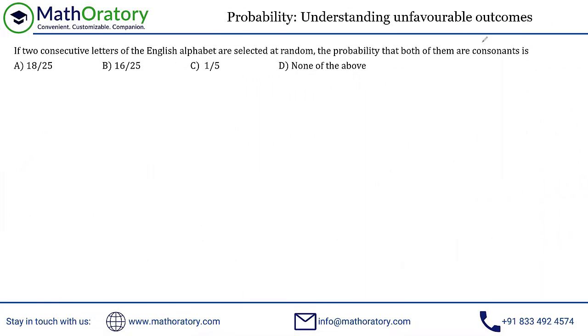A pretty straightforward question in probability, but it is straightforward only when you understand the easiest way to look at the problem. So let me highlight the thing that we have to actually figure out here. First of all, we have to select two consecutive letters from the English alphabet. Now, in probability, this will determine the total outcomes. And we are looking for the probability that both of them are consonants. So both the selected consecutive letters have to be consonants. Now, this is the favorable outcome.